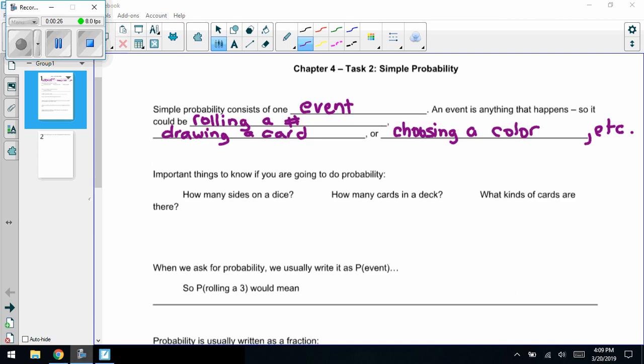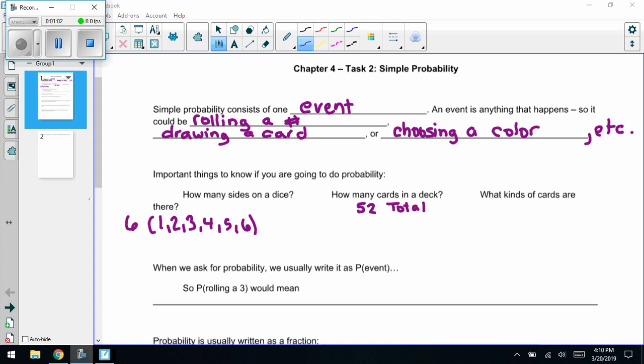Now, there are some important things you need to know if you're going to do probability. For example, maybe you know how many sides are on a dice. That's right, there are 6. And if we were to look at every side of the dice, you would see a 1, 2, 3, 4, 5, and 6. How many cards are in a deck? Does anyone know? That's right, there are 52 total cards.